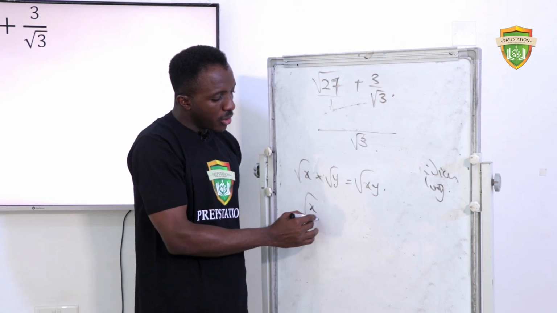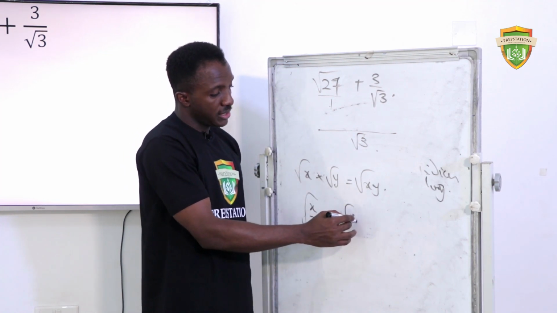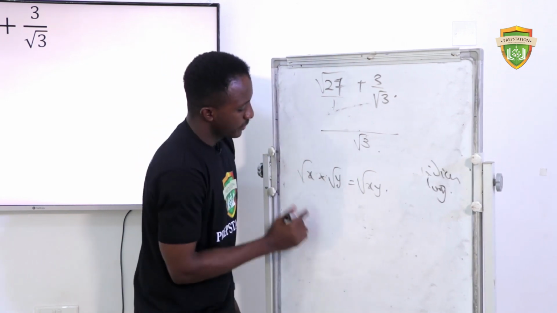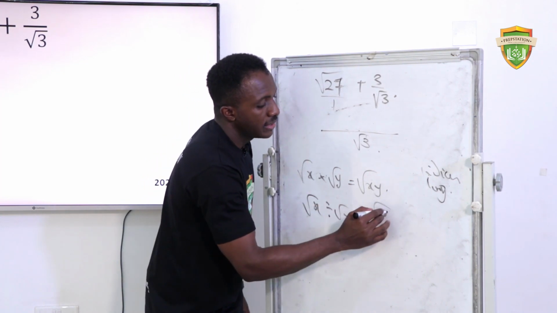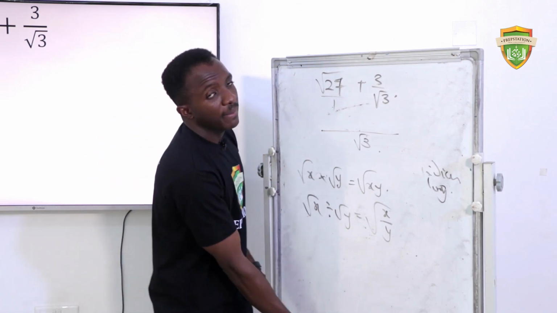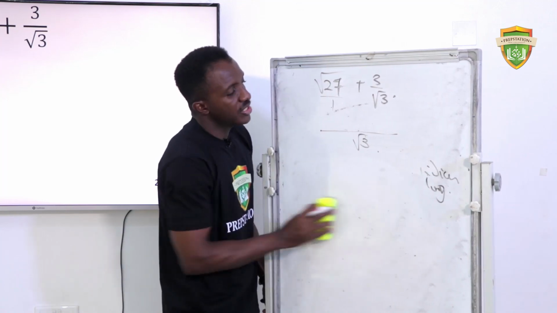the square root of x over y, it's the same thing as the square root of x divided by, or rather let me put it the other way around. If we have root x divided by root y, it is the same as this. So these are laws of surds. We're going to apply these laws in solving this question.